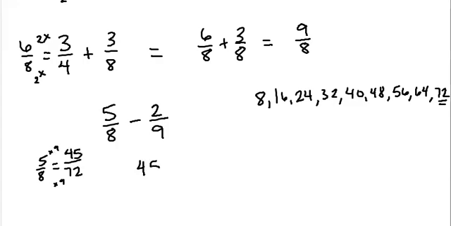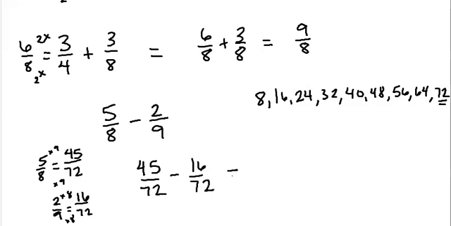So now I have 45/72 minus what? 2/9 as something over 72. I had to multiply by 8. Multiply 2 by 8 and get 16. So 16/72. All right, 45 minus 16. I believe it's going to be 29 over 72.